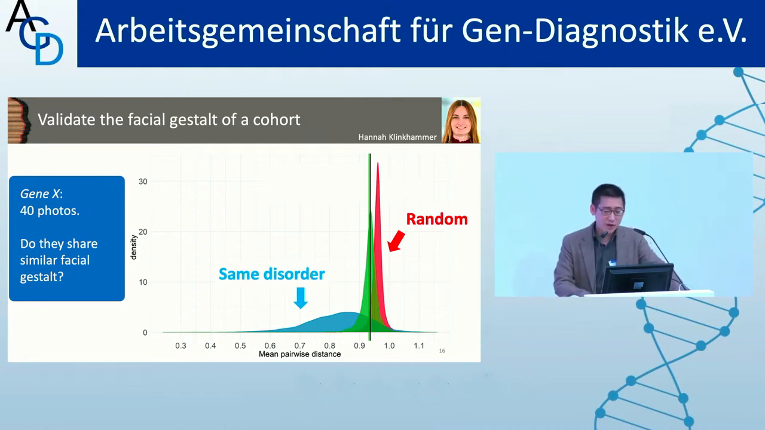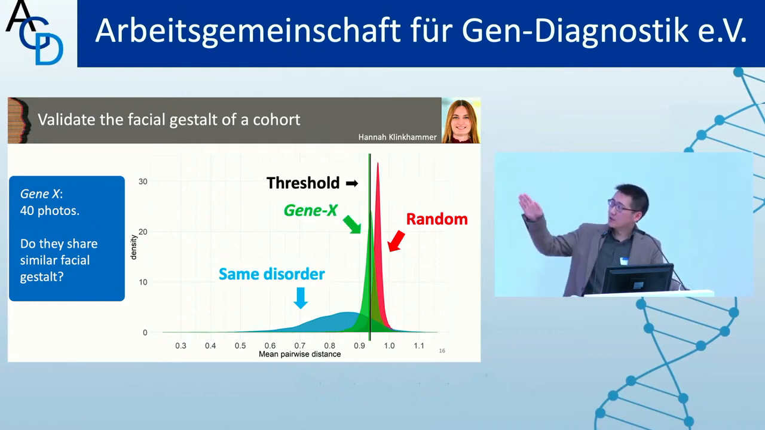And now we want to compare our gene X to this randomly selected distribution and also the same distribution, which is the green one. And the black line here is the threshold between the same and the random selection. So here we can see that gene X is right on the threshold. Around 50% of the combinations are below the threshold, but also around 50% are above the threshold. So we cannot really tell whether this is significantly similar or not similar.